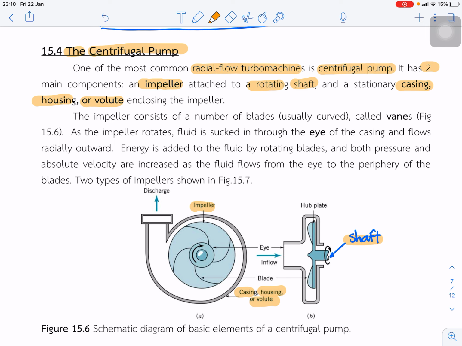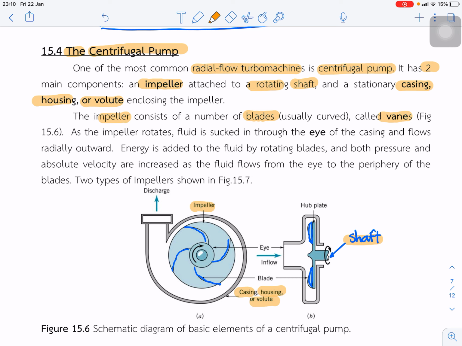The casing, housing, or volute encloses the impeller. The impeller consists of a number of blades. So that is the number of blades. And you can look at this in another view: this is a blade, also called a vane.